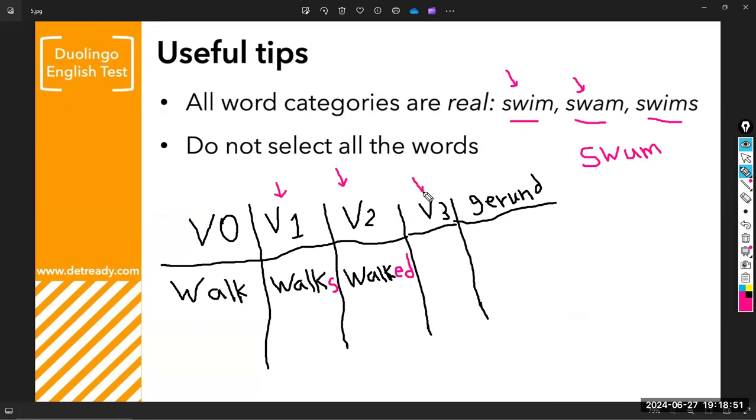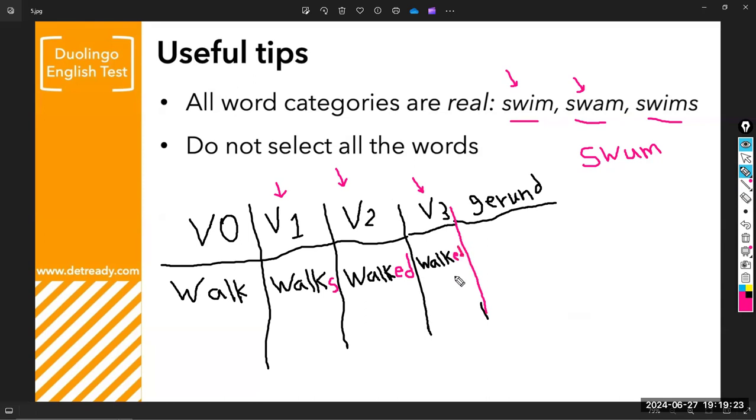Now, the verb 3 is the past participle. If you want to ask me about the verb 3 of walk, it is walked again. And I'm going to tell you why it is walked again. I have to add ed. This is ed. Let me write it again because you want to see the page clearly. So this is walked with ed.